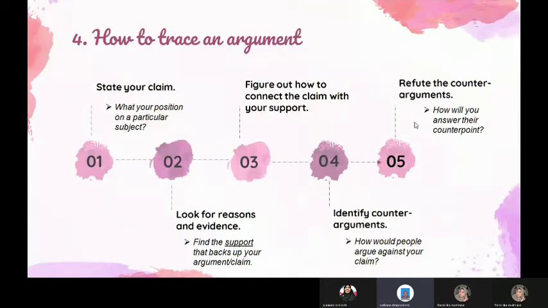The next is identify counter arguments. Notice how the writer acknowledges and addresses opposing viewpoints. Why is the writer's position superior to other viewpoints? Look for the answer to this question in a counter-argument that provides further support for the writer's claim.